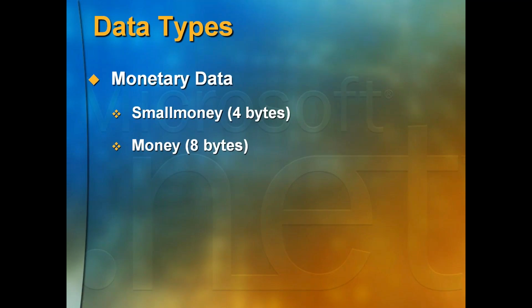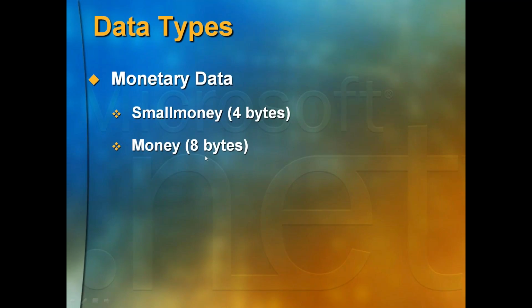Now, to store currency, we have small money and we have money. We should not use decimals and everything. Clear? Because money should have more accuracy. So definitely, small money is 4 bytes. You can accommodate up to millions of dollars.